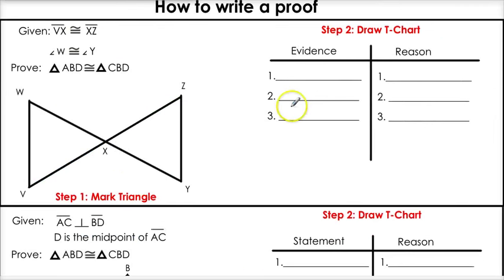All right, let's go on to proofs. Now this is the thing that your parents, your friends, everyone hated. But I'm going to show you it's not that bad. You have to follow these steps very clearly though. What happens is that you're given information, and then you have to prove that two triangles are congruent.